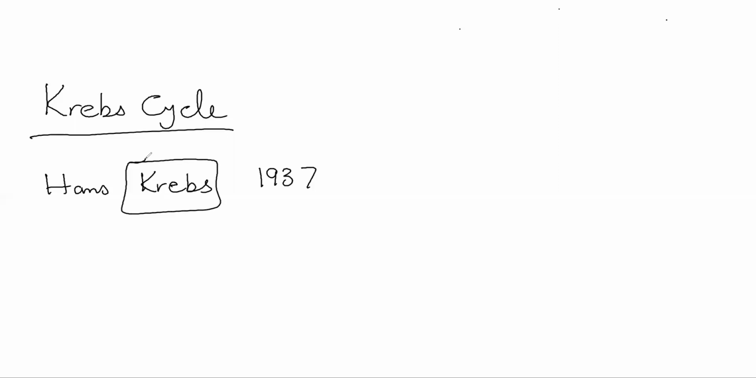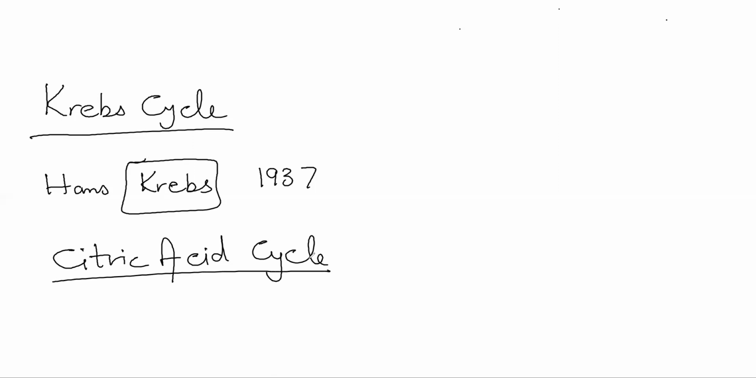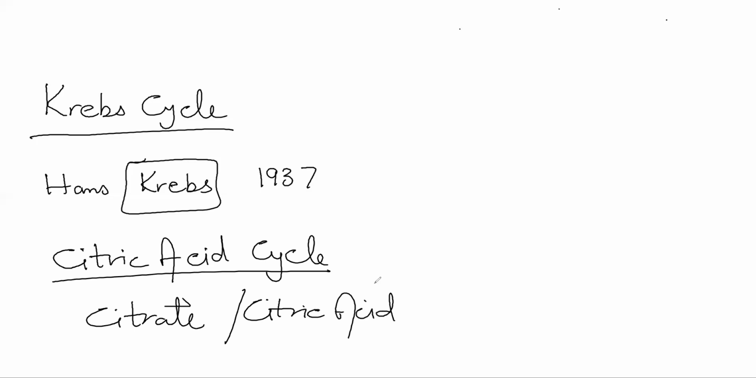Okay, but this cycle is also called the citric acid cycle. Now, why is it called the citric acid cycle? Because one of the compounds formed in this cycle is citrate, or citric acid, right? So that's why this is also called the citric acid cycle. This is also called the tricarboxylic acid cycle.